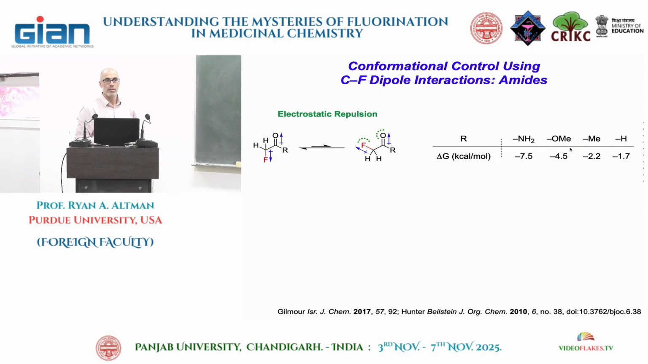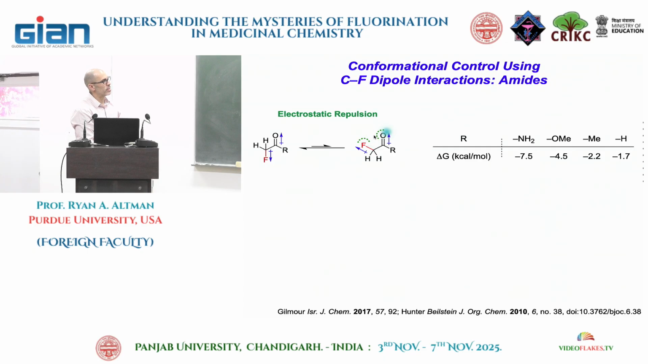Those energies inversely correlate with the electron density on the oxygen. We learned this in early organic chemistry and electronic structure: you have a carbonyl and you have substituents with lone pairs of electrons that can donate into the carbonyl. That increases the anionic character at oxygen, and so that increases the strength of the dipole. When you increase the strength of the dipole, you're going to have greater electrostatic repulsion here.